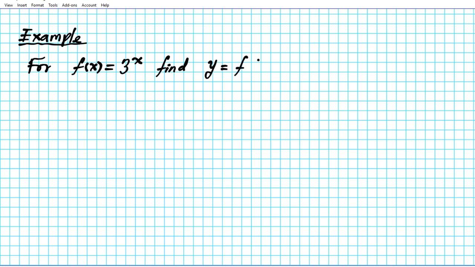Alright, so the instructions for the problem we're going to solve is as follows. We're just going to be taking a look at one example. For the function f of x equals 3 to the x, we're to find the function y, which is given by f of negative x plus 2, minus 1.